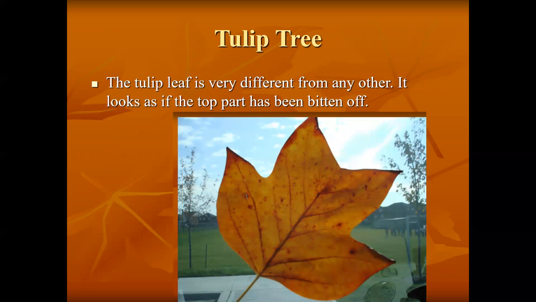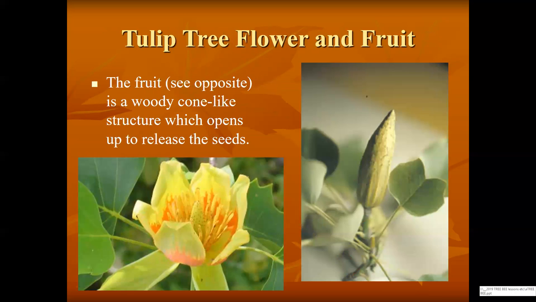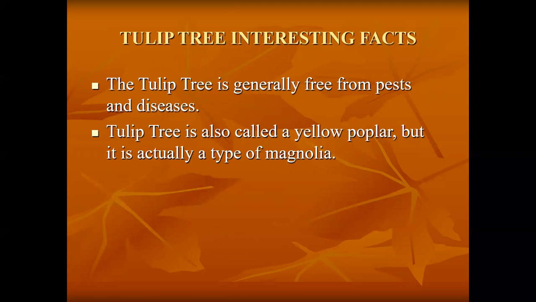The tulip leaf is very different from any other. It looks like the top part is missing. The tulip flower is very beautiful and usually occurs near the top of the tree. The fruit is woody like a cone. Here are some interesting facts about the tulip tree.